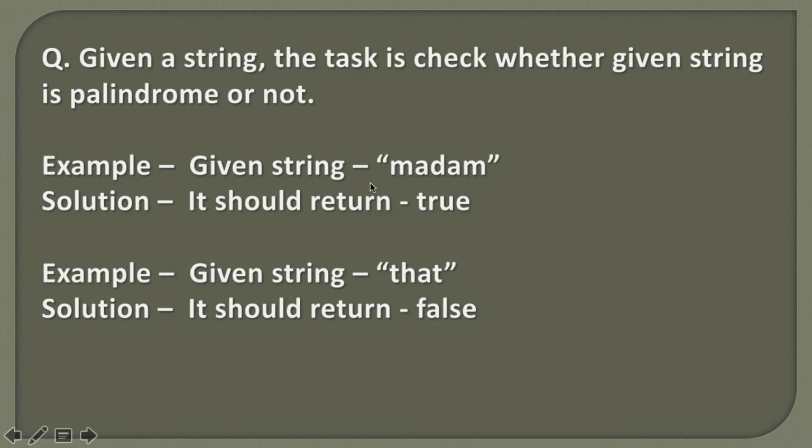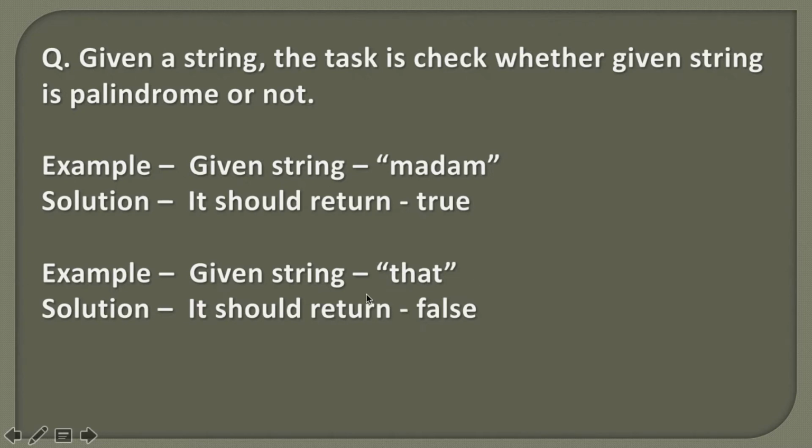If we read this string in the forward direction, we get M-A-D-A-M, madam. And if we read it from backward, we get M-A-D-A-M, which is the same. So therefore this string is a palindrome string. So let's say we are given a method in which we are passing a string. It should return true if the string is a palindrome, or return false if the string is not a palindrome.